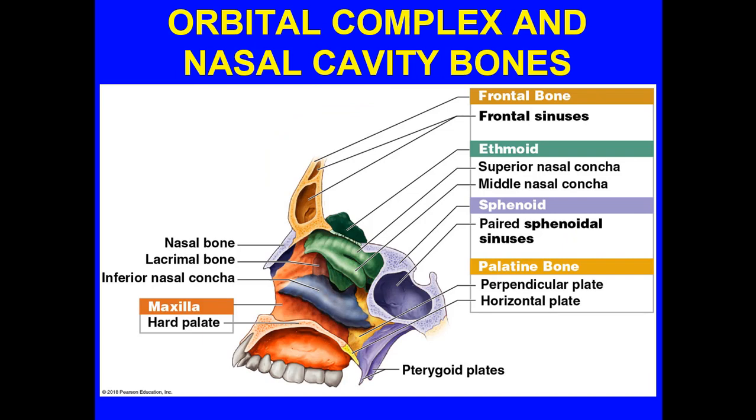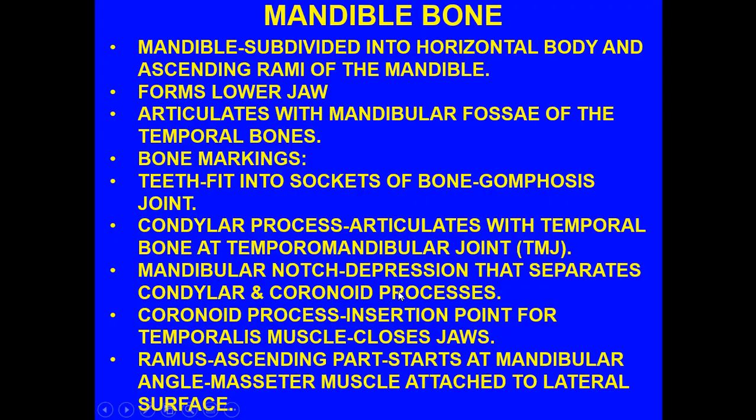You see here in the frontal bone, there are some frontal sinuses. The ethmoid has both the superior and middle nasal conchae, and of course you also have the inferior nasal conchae, which is down here in the blue. And you can see the hard palate here. Notice that you're going to have the horizontal plate right here, and the pterygoid plates right down here. That's what those funny names were earlier. Okay, so you have a pair of sphenoidal sinuses located right here. And we're going to move on.